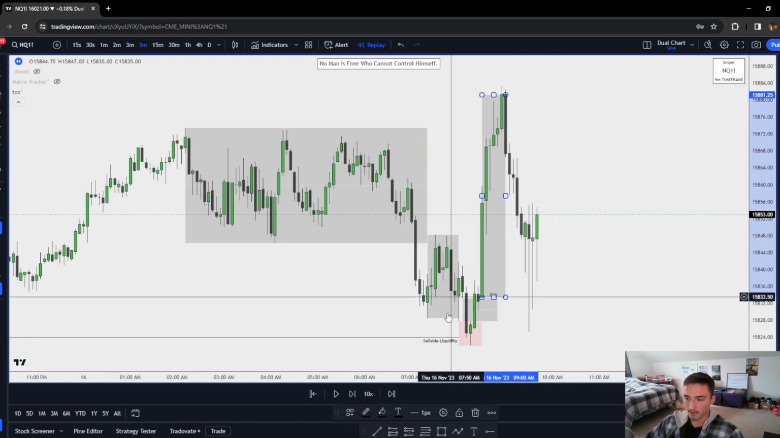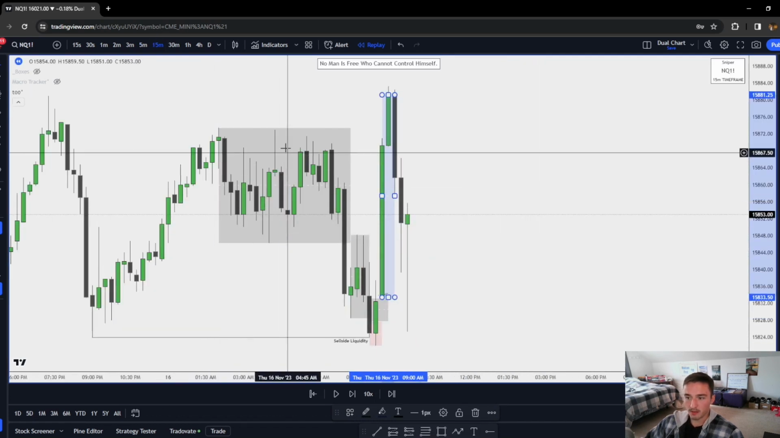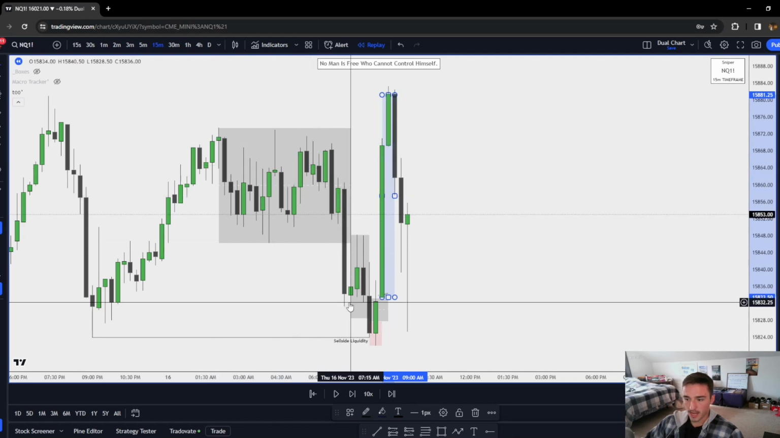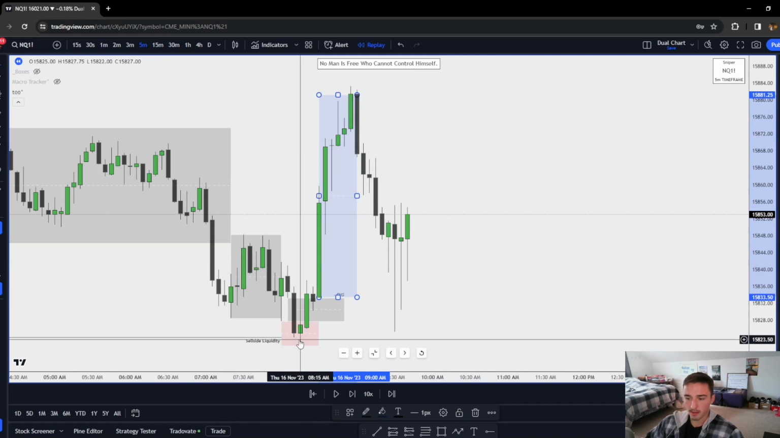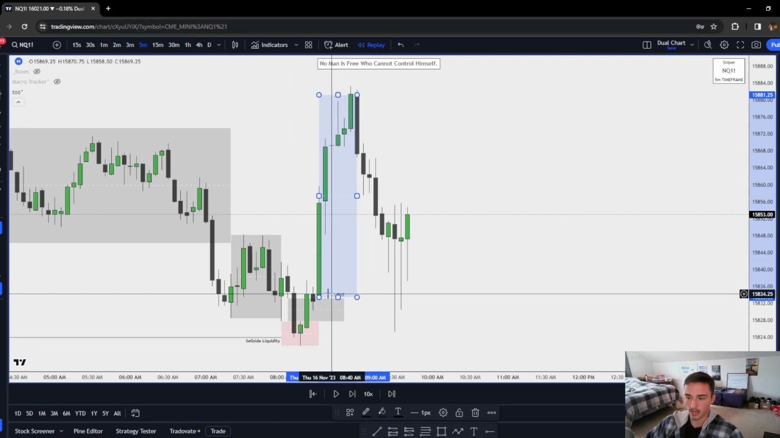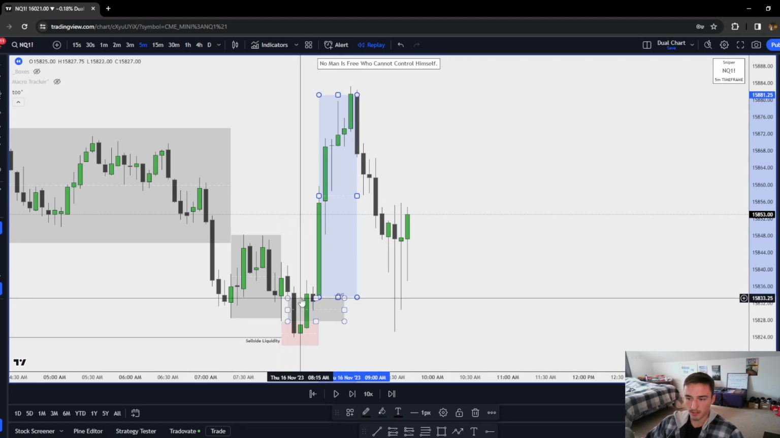So now we have a power of 3 on the 15-minute chart right here. So we have our consolidation, then we move down, consolidate on the lower time frame, the 5-minute chart. We manipulate down here. So now we have power of 3 on the 15 and the 5-minute, and obviously on the lower time frames as well. And then we get our distribution higher after we close above this fair value gap.